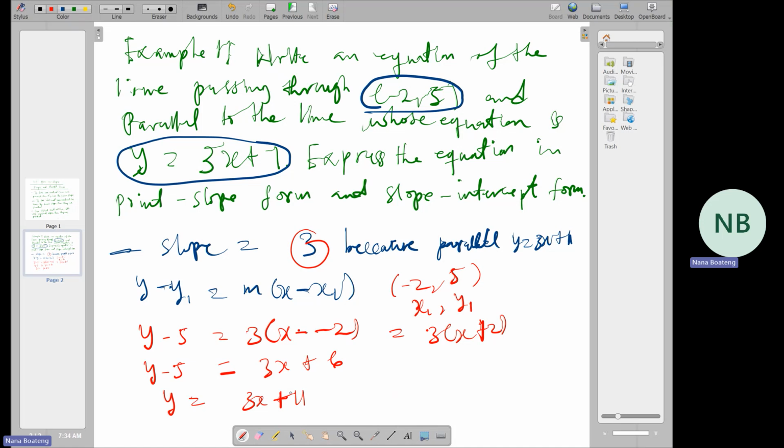And this is in the slope intercept form, which you remember is y = mx + b.